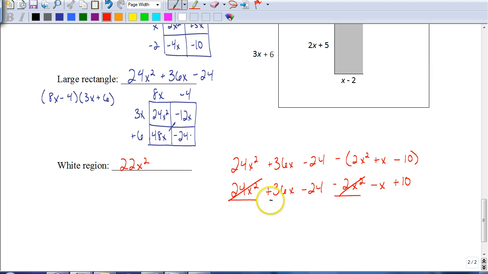So now I have 36x minus x. Well, 36 take away an x is not just 36. Okay, some people make that mistake. But what we're going to do here is 36x minus 1x is 35x. So I'm done with those. And lastly, negative 24 plus 10 would be negative 14. So that would have been your final answer.